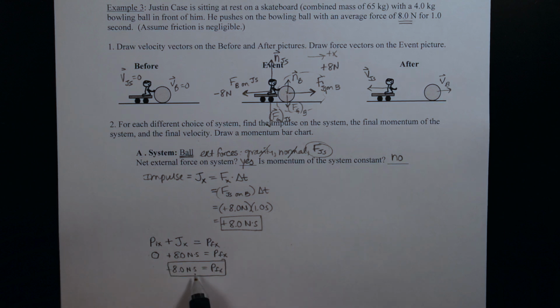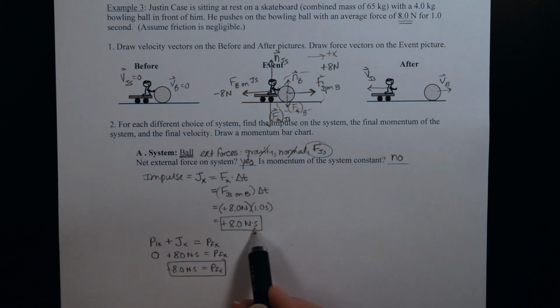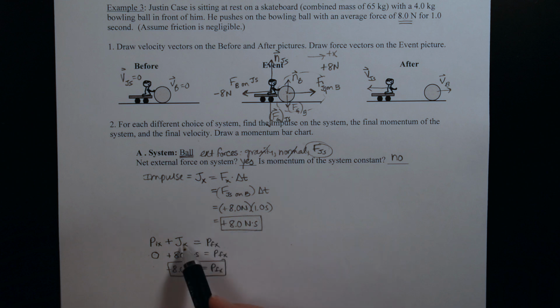Okay, and let's check and see if it makes sense. The initial momentum was 0, then it changed by the impulse amount, which is 8, and so that gives us a final value of 8.